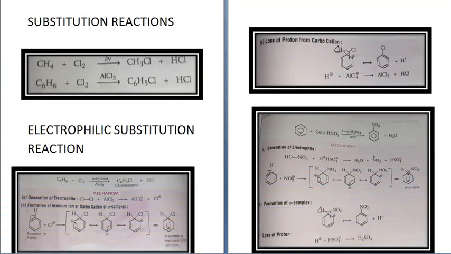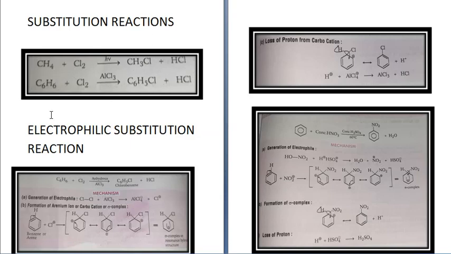Now this generally takes place in saturated alkanes and in aromatic compounds. In this, substitution means one group is being substituted by another. It takes the place of another. For example, see here, CH4 plus Cl2. One of the hydrogens will be removed and in its place one chlorine will come. So it will become CH3Cl plus HCl.